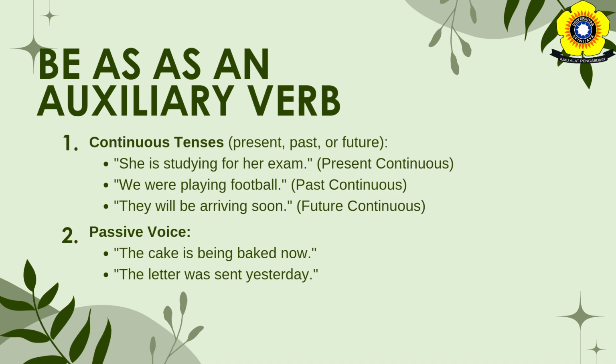Be as an auxiliary verb. For the first one is in continuous tense. For examples, she is studying for her exam. We were playing football. They will be arriving soon. Second usage is in passive voice. For the examples, the cake is being baked now. The letter was sent yesterday.